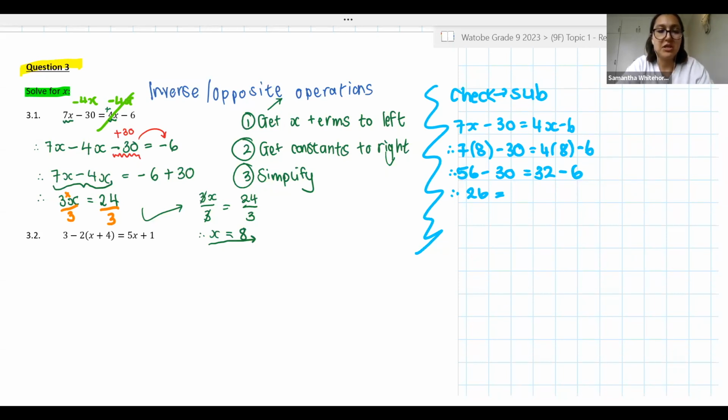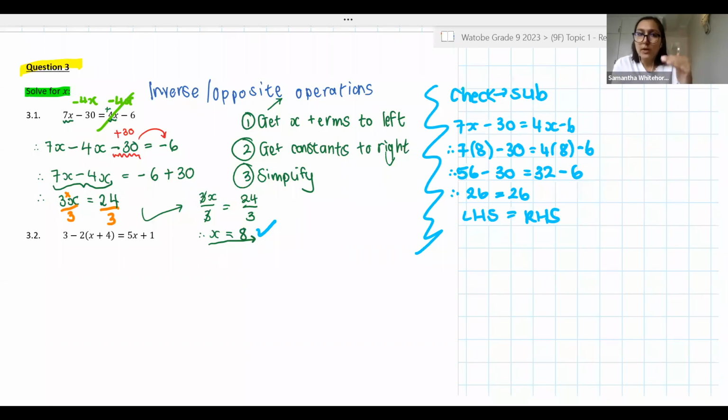Let's just double check that. Yeah. 32 minus 6 is 26 as well. And so what we see is that the left-hand side is equal to the right-hand side. And so this answer of x equals 8 is correct.